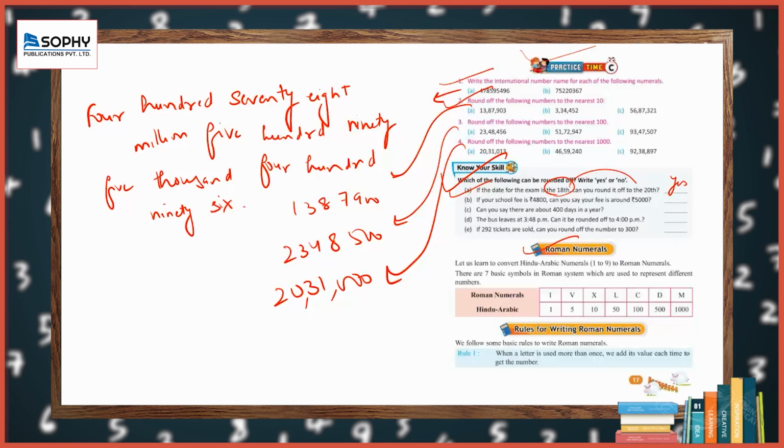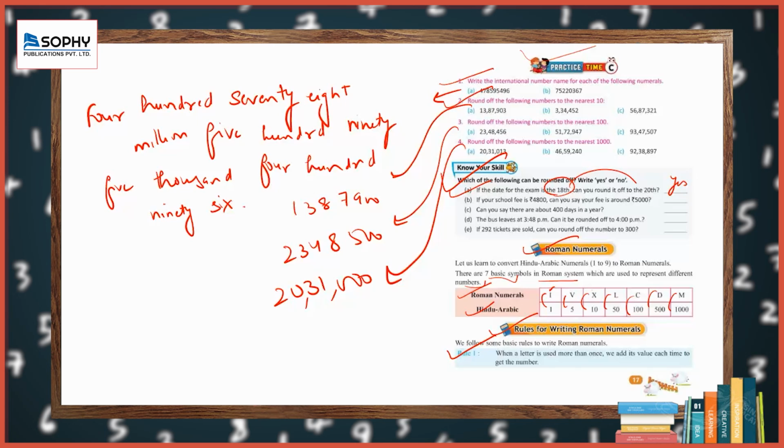Roman numerals. Let us learn to convert Hindu-Arabic numerals 1 to 9 to Roman numerals. There are 7 basic symbols in the Roman system which are used to represent different Roman numerals. I denotes 1, V denotes 5, X denotes 10, L denotes 50, C denotes 100, D denotes 500, M denotes 1000. Rules for writing Roman numerals. We will follow some basic rules to write Roman numerals.